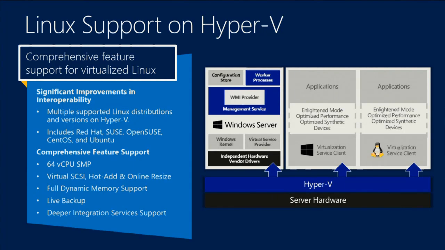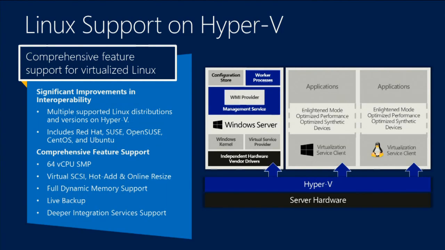And the thing always comes up, well, is it supported? Can I ring Microsoft if there's an issue? Absolutely. For Red Hat, SUSE, OpenSUSE, CentOS, and Ubuntu, you can ring Microsoft. We'll support you. We'll take that call. But if it's one of the other distributions, maybe a completely different distribution that you've downloaded, it will run great on Hyper-V, but the support wouldn't be in the same way.